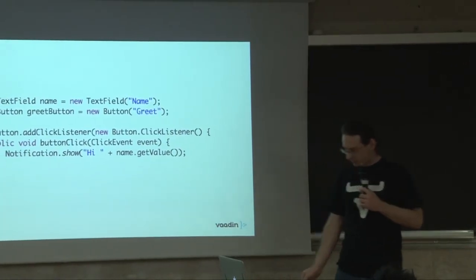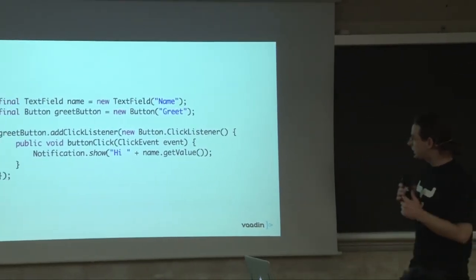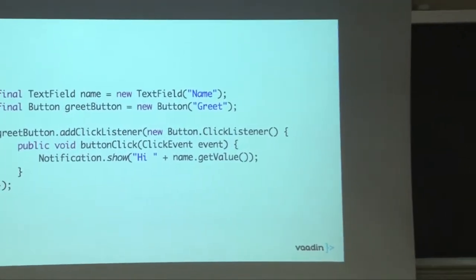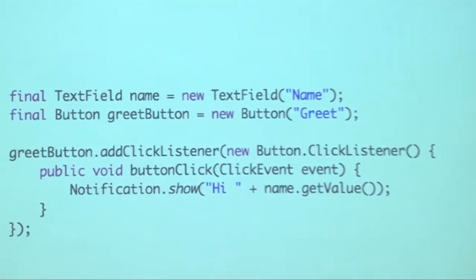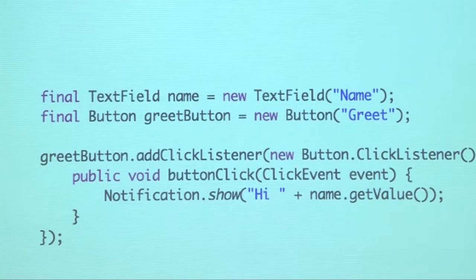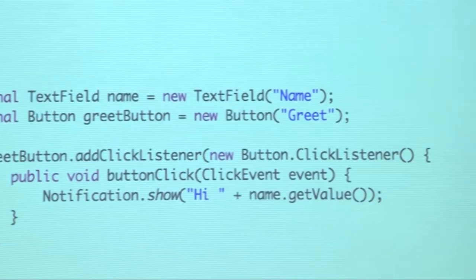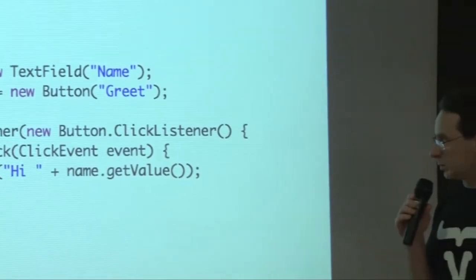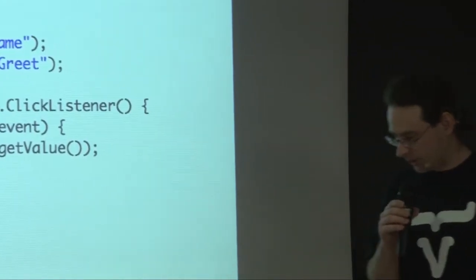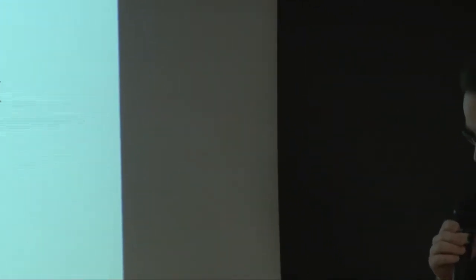Now let's see some code. This code creates two components. One of them is a text field, and the other one is a button. We add a click listener to the button, so if the button is clicked, then it displays some text, a text that also contains something that was written in the text field.